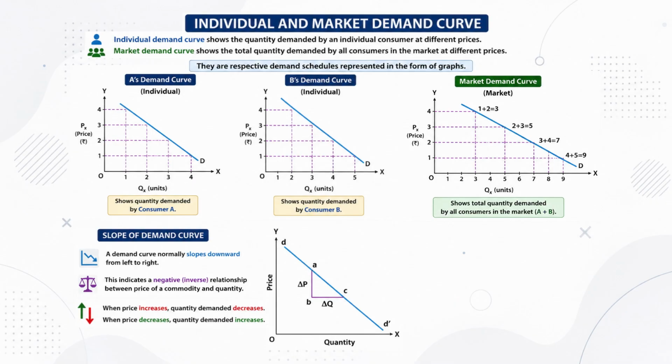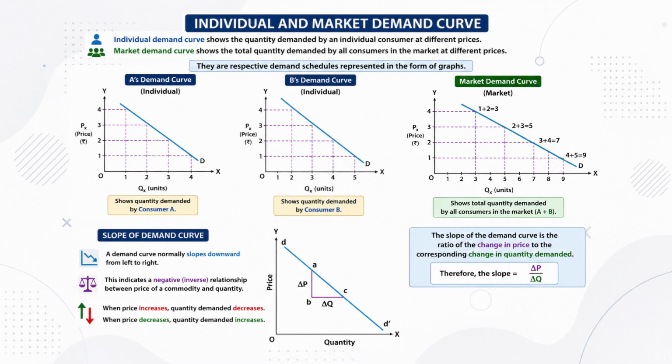The slope of the demand curve is the ratio of the change in price to the corresponding change in quantity demanded. Therefore, the slope is equal to delta P divided by delta Q. Here, delta P represents the change in price, and delta Q represents the change in quantity demanded.